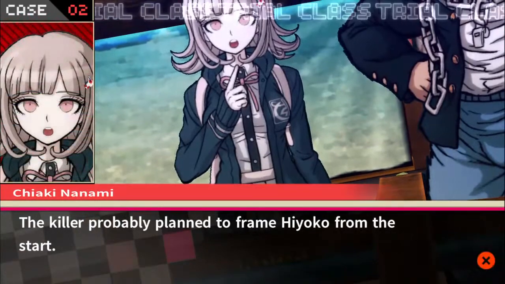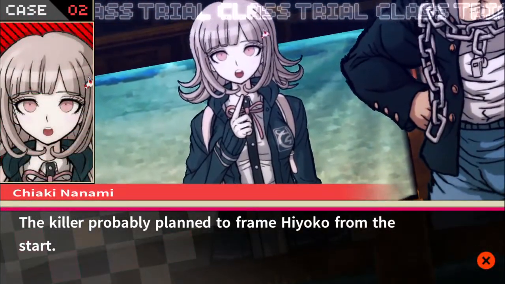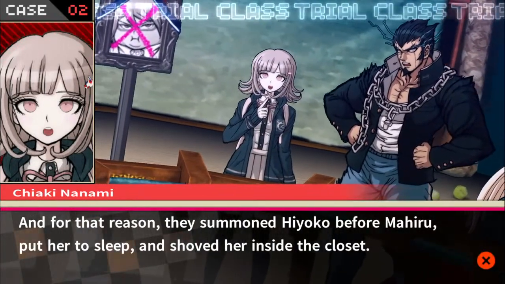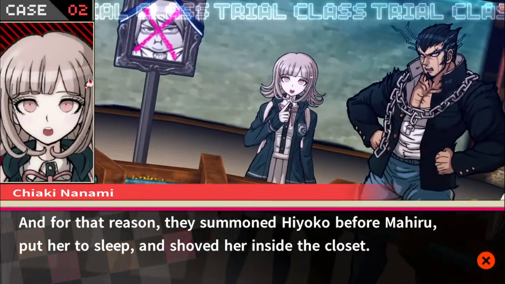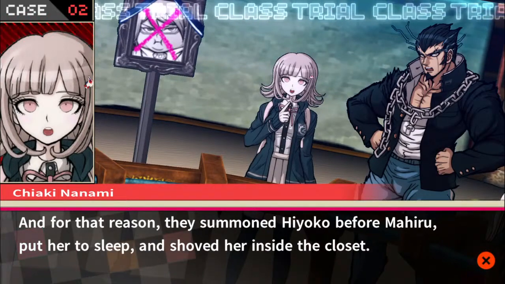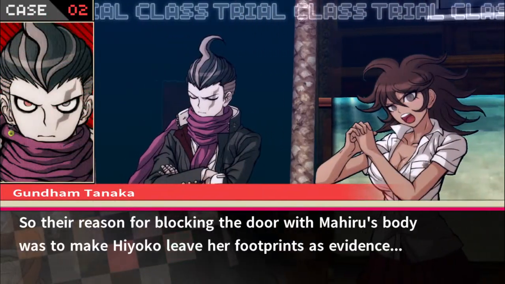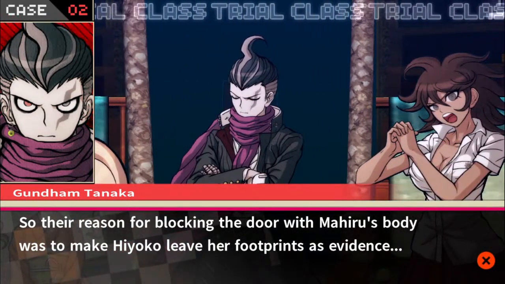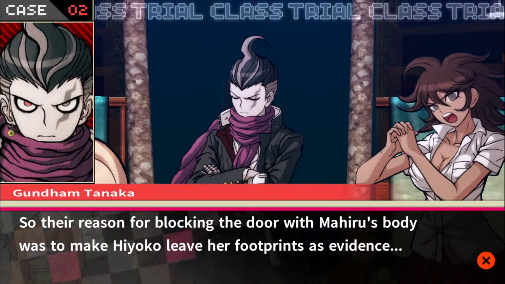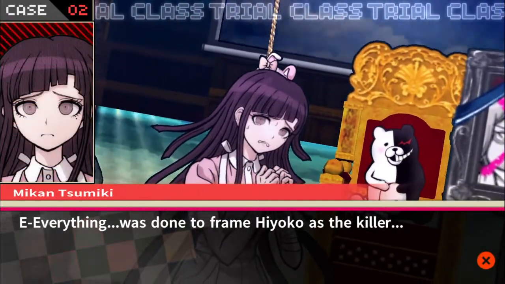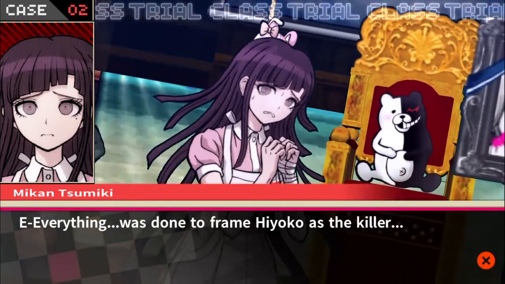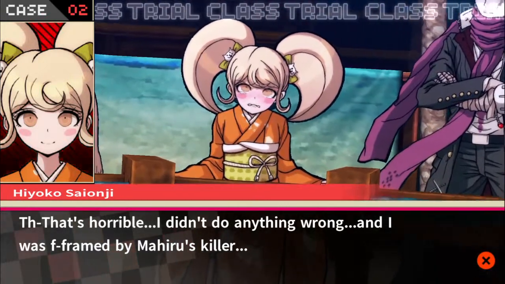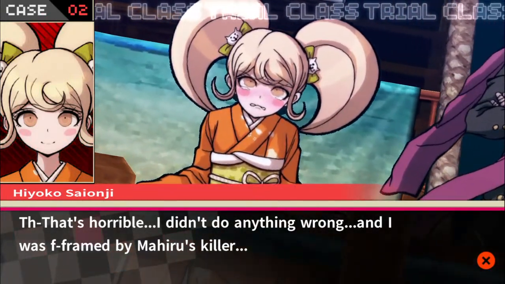The killer probably planned to frame Hiyoko from the start. And for that reason, they summoned Hiyoko before Mahiru, put her to sleep, and shoved her inside the closet. So their reason for blocking the door with Mahiru's body was to make Hiyoko leave her footprints as evidence. Everything was done to frame Hiyoko as the killer. That's horrible! I didn't do anything wrong, and I was framed by Mahiru's killer!